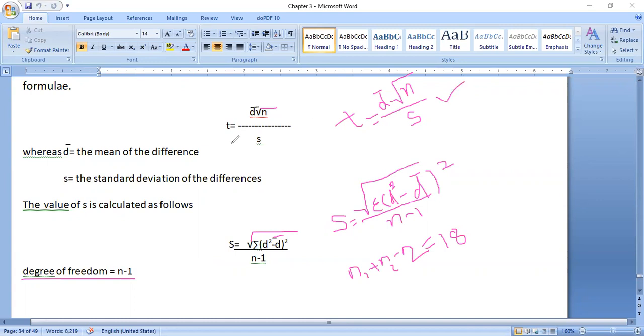Listen carefully. Once again, I am repeating: t is equal to d bar into square root of n, divided by s. D bar indicates the average value of d, and the n value will be given, so we need to find the square root of n divided by s. S is equal to the square root of sigma d squared minus d bar whole squared, divided by n minus 1. Please note down this formula.